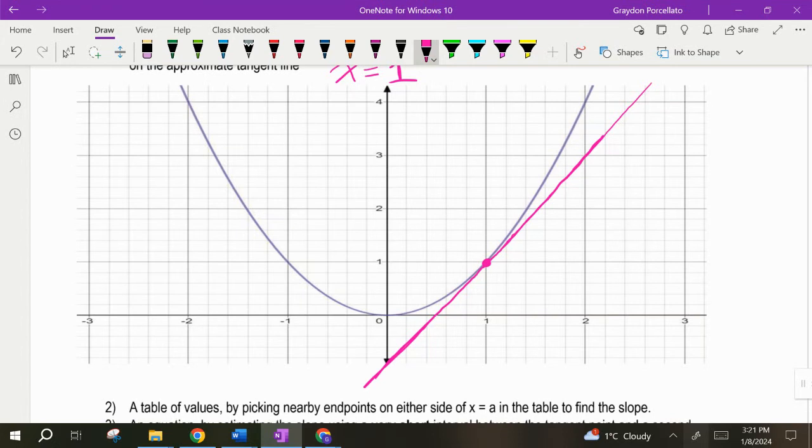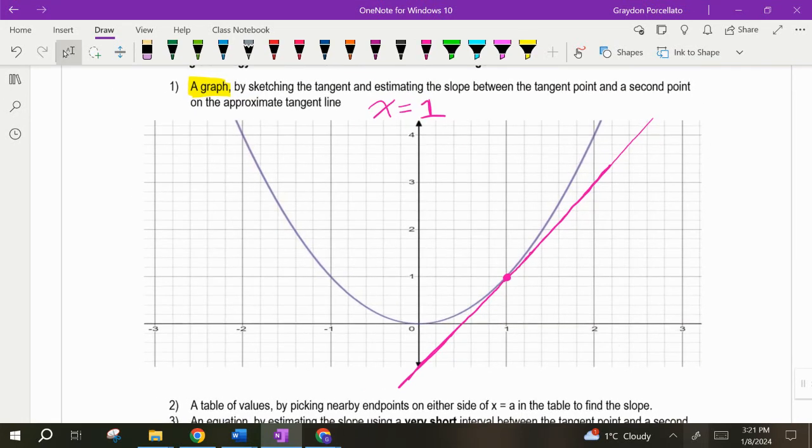Now, if I want to find the slope of the tangent line, I can do a few things. I can just pick another point on this line. So let's pick this one right here, because that looks like the coordinate here is 2, 3, and the coordinate here is 1, 1. If I want to determine the slope of this line, I'm going to do y2 minus y1 over x2 minus x1. So I'm going to do 3 minus 2 over 2 minus 1. That gives me a slope of approximately 1 over 1.